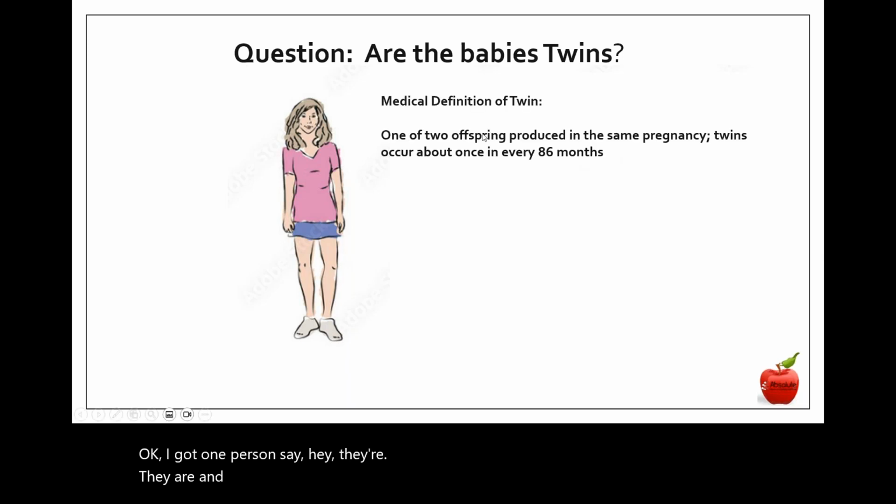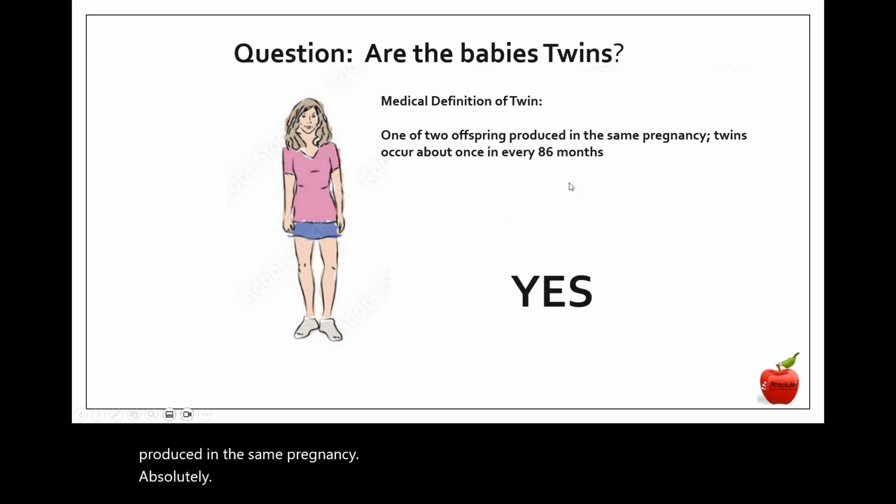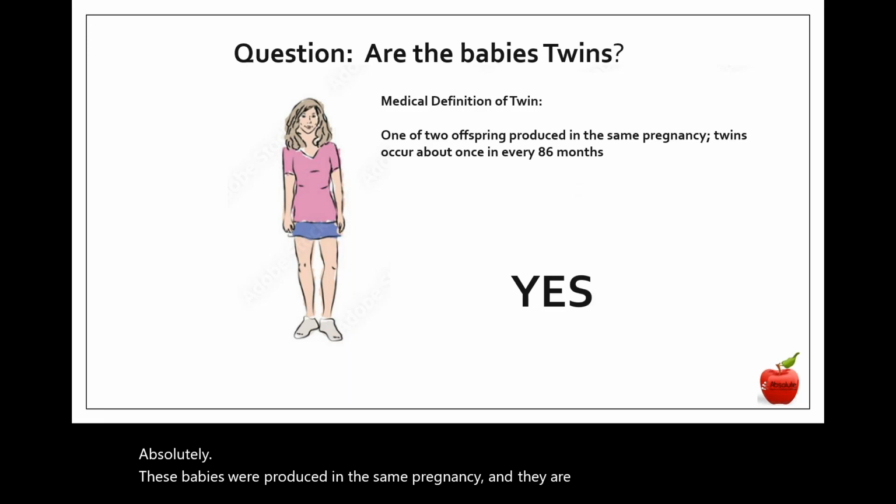And here's the definition of a twin. Medical definition of a twin: one of two offspring produced in the same pregnancy. Absolutely. These babies were produced in the same pregnancy, and they are indeed twins.